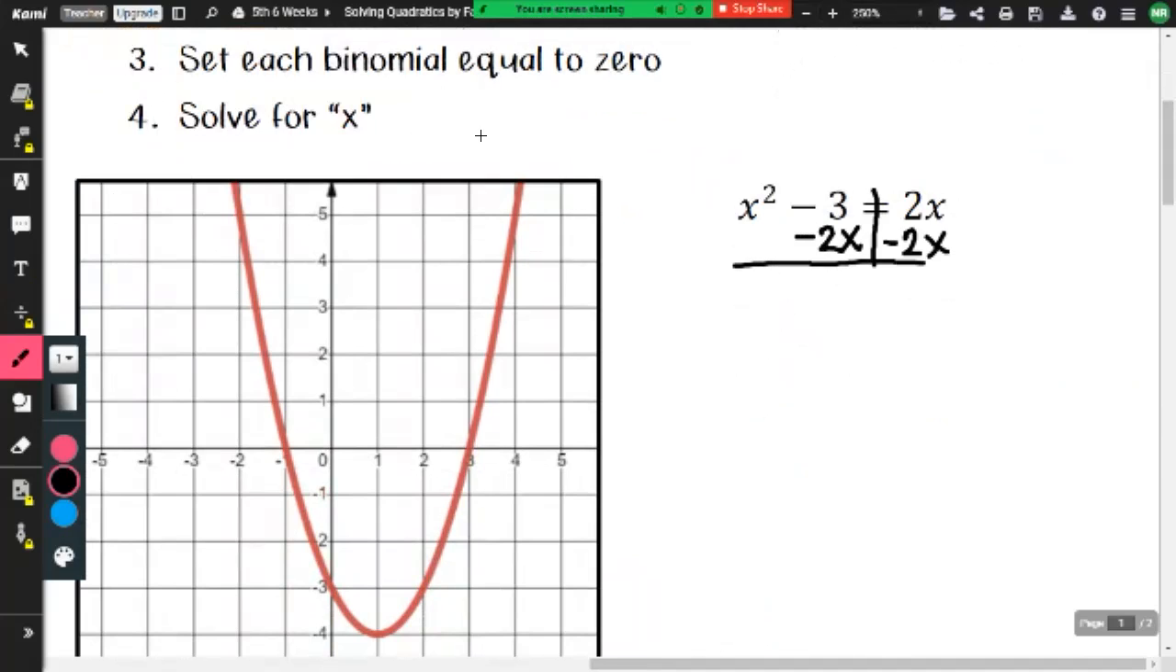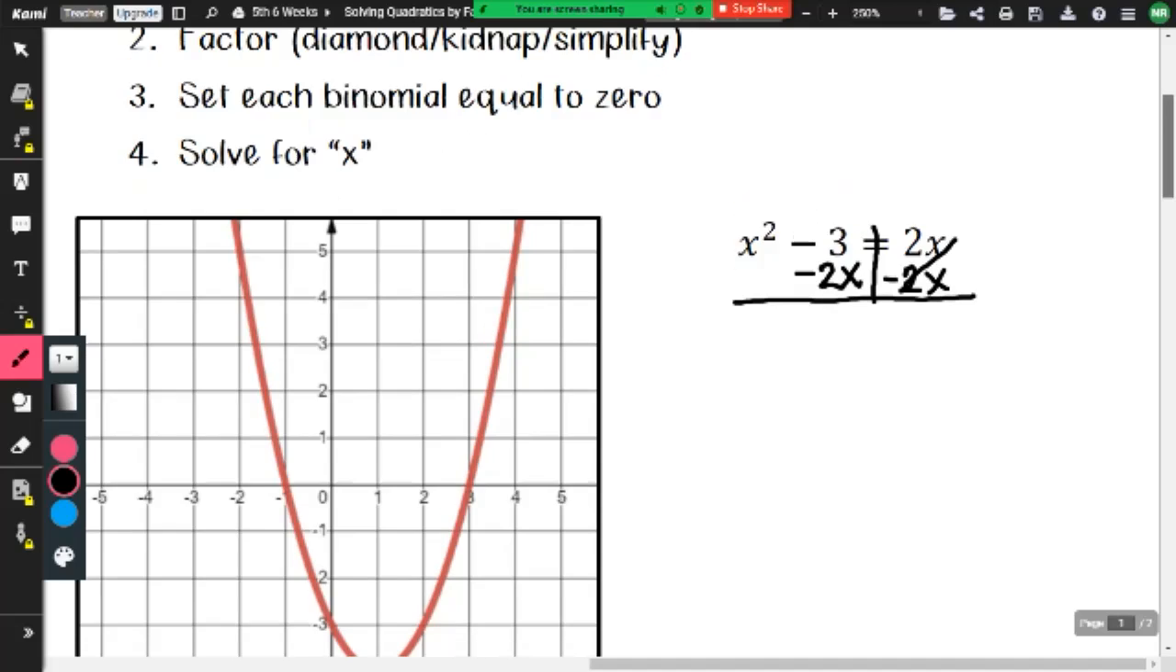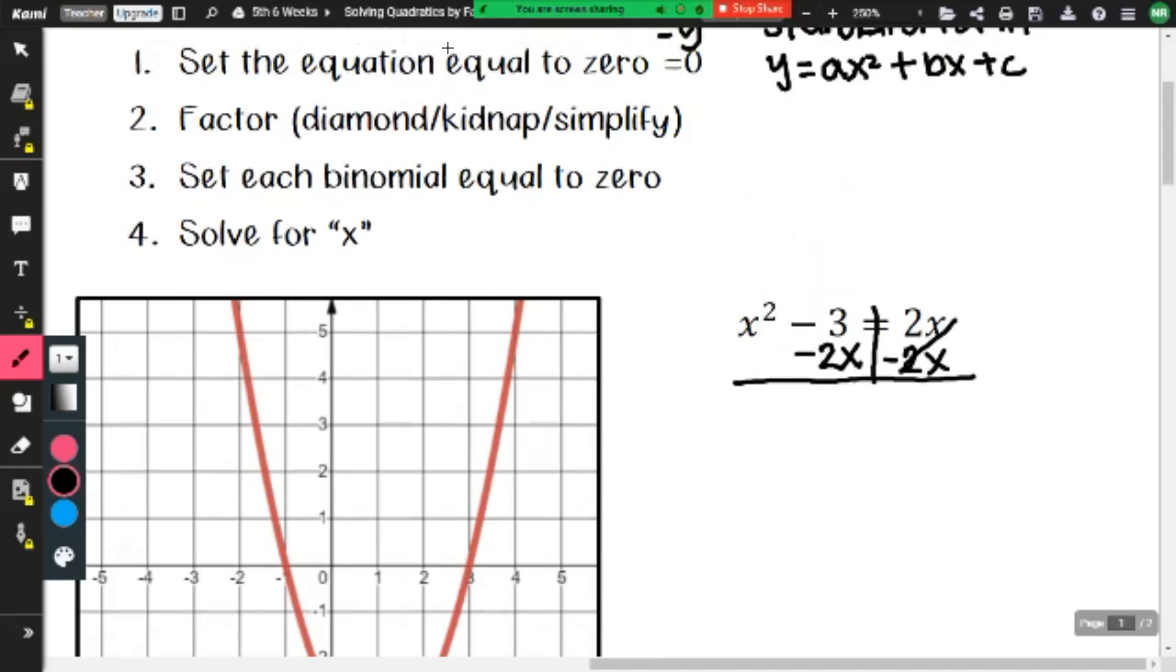Now, when you're bringing down your terms on the left side, you want to make sure you bring them down in order because you want it to be similar to standard form. So I'm going to bring down the x squared. Instead of -3, even though it was already there, I'm going to bring down minus 2x. Putting these in the correct order will prevent you from putting the wrong number into your diamond. 2 minus 2 gives us 0.